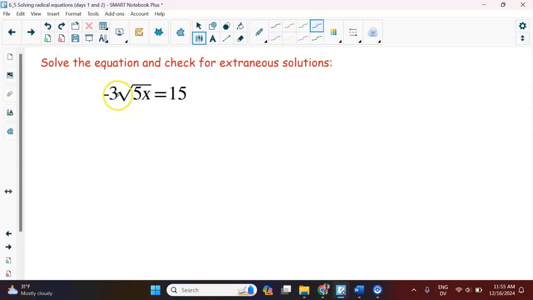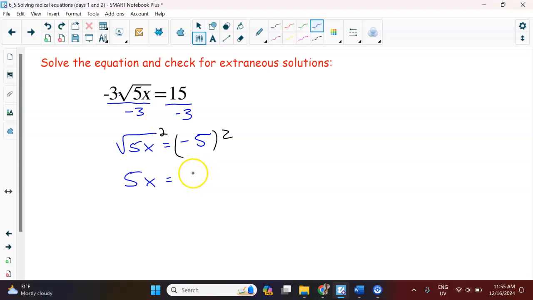All right, so on this one, we want to get the root alone first. So we're going to divide by negative 3 to get square root of 5x equaling negative 5. Okay, and now we're going to square both sides. Since we got that alone, just square both sides. And it wipes out the root here, which is what we want.